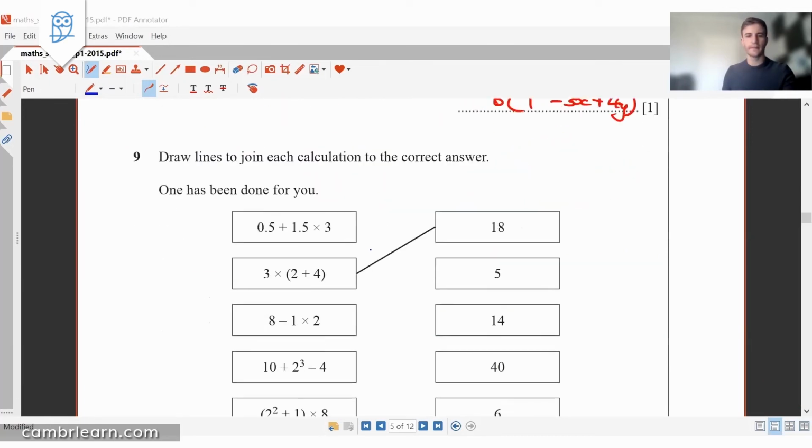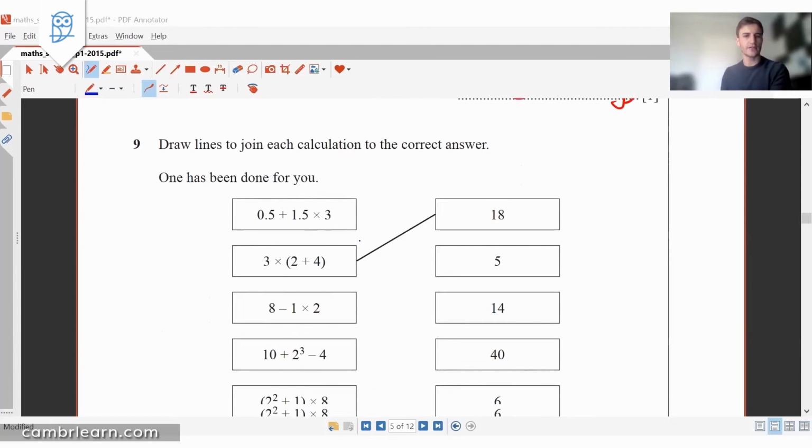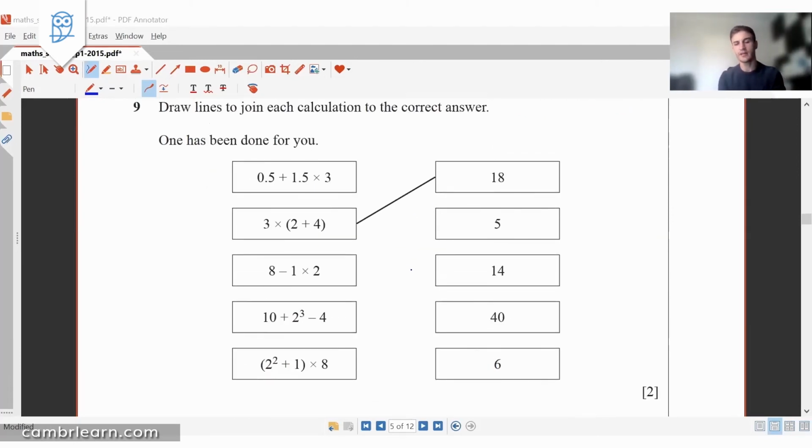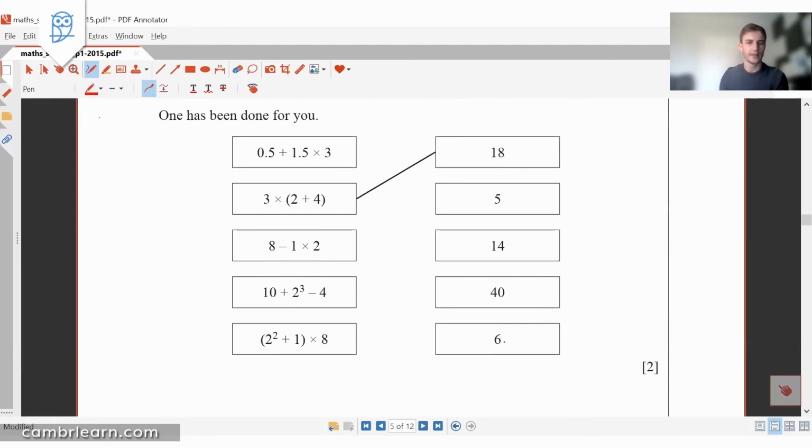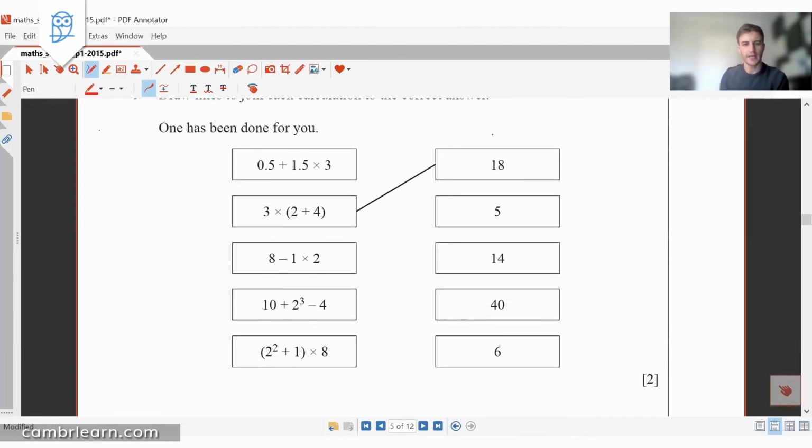Great stuff. All right, so draw lines to join each calculation to the correct answer. With these types of questions, I always suggest to actually do the calculations, maybe on a separate piece of paper, and then you can join the lines. So let's start with the first one. Okay, so this one is done. This is just 3 times 2 plus 4, which is 3 times 6, and that's 18.